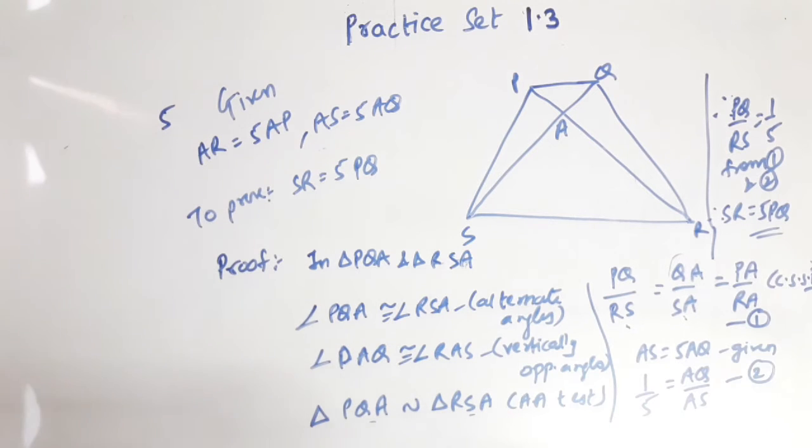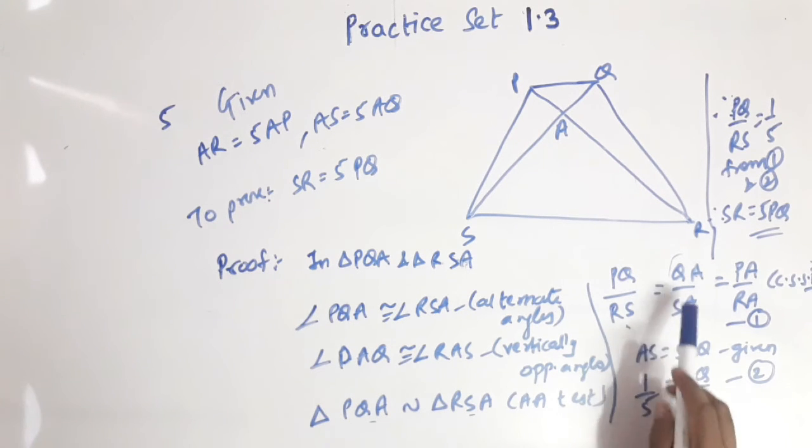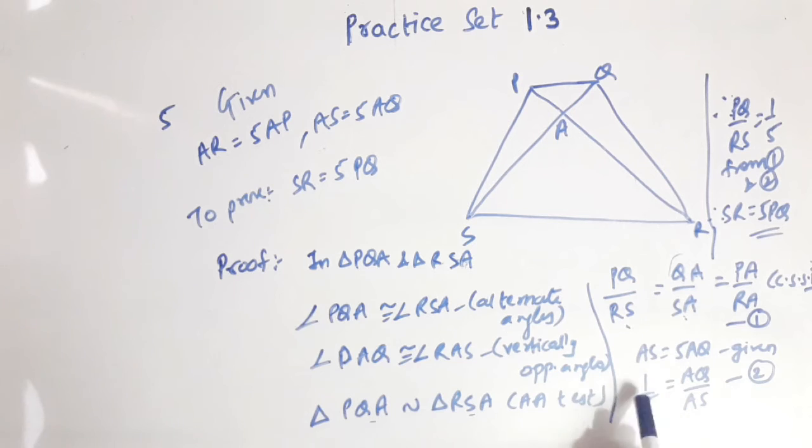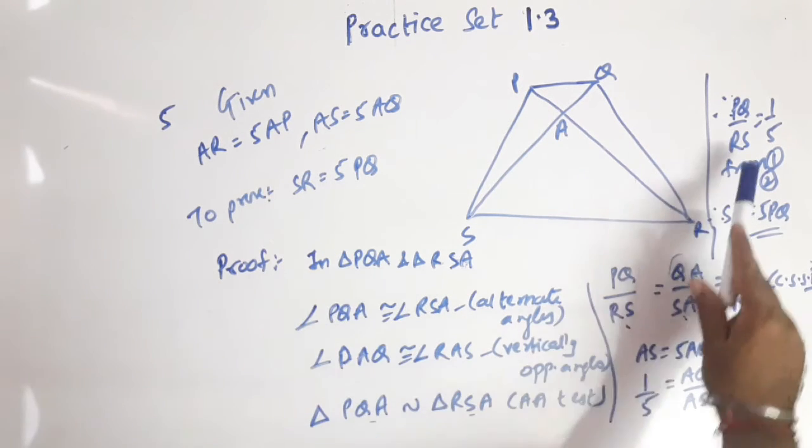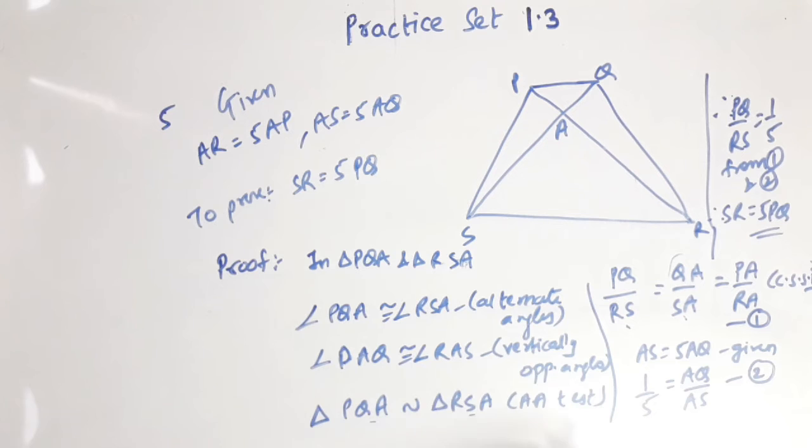Okay, once again a quick revision how to do this. First you prove these two triangles similar by AA test, write their CSST. Okay, in CSST one of the ratio will be 1 upon 5, it is given, so what we want also will become 1 upon 5. This is how we'll get it. Okay, then coming to the next one.